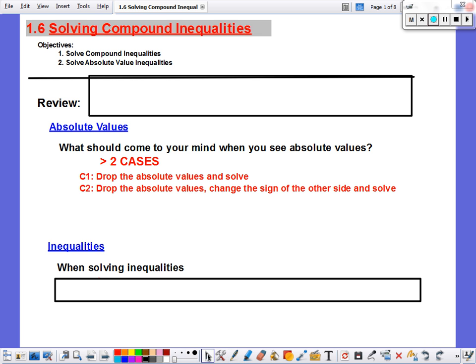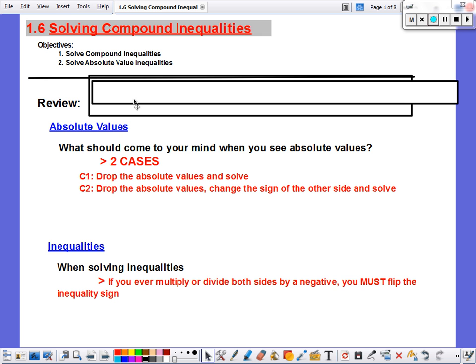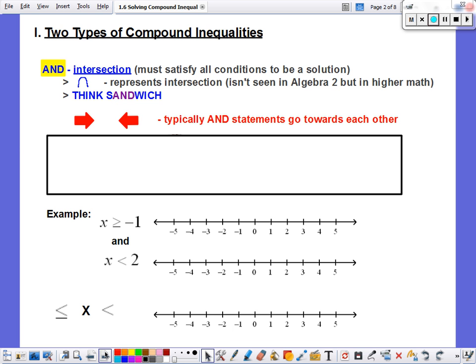Inequalities, really there's one major thing. We treat it just like an equation, but the only difference is that whenever you multiply or divide by a negative, you have to flip the inequality sign. That was the big point. So these are highlights of what we've already done, but we're going to be utilizing these in today's lesson in 1.6.